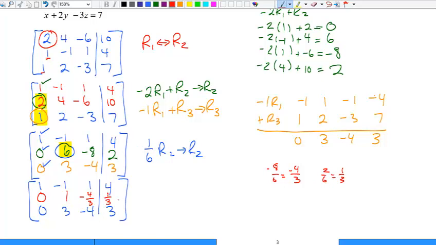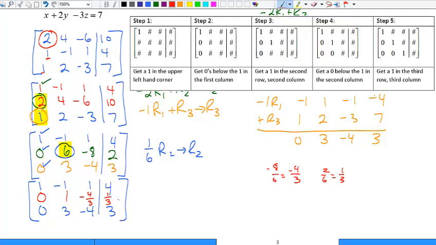Now, this has fractions, and at this point, lots of students are like, oh no, I don't want to finish this. This looks too hard. But it's not that bad. Fractions are okay. Sometimes they do pop up in your matrices, and there's nothing you can really do about it. So let's do our progress report. Do I have a 1? Yes. Do I have zeros below it? Yes, yes. Do I have a 1 in the next column? Yes. So the next thing I'm looking for is to get a 0 below.